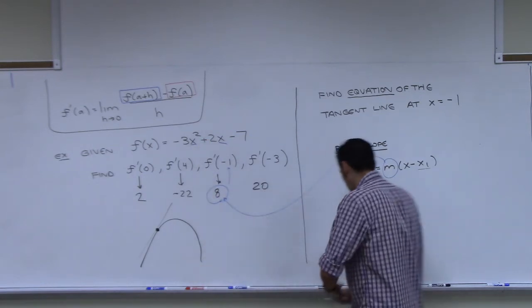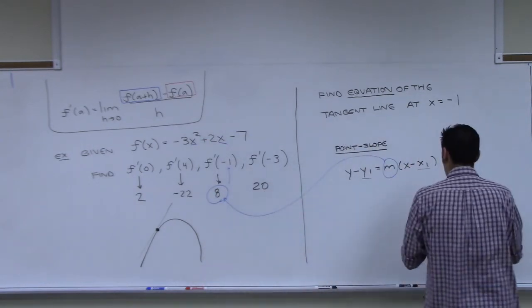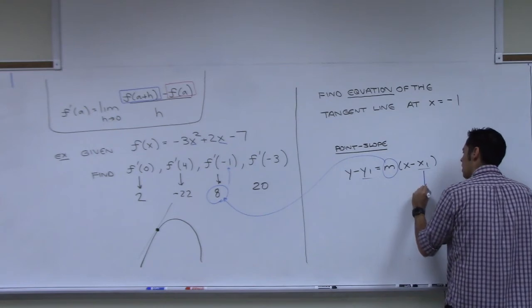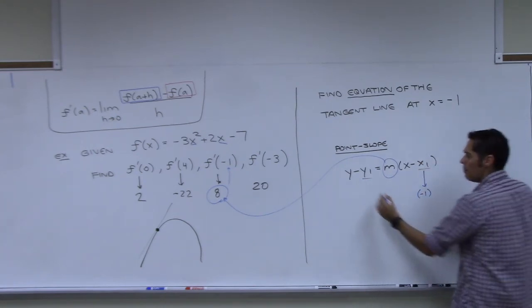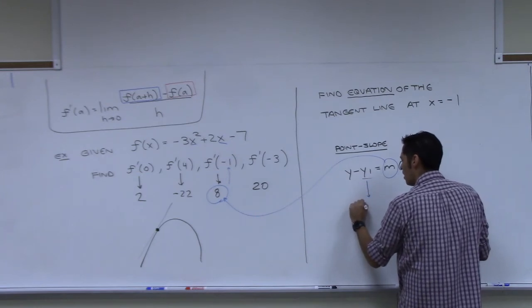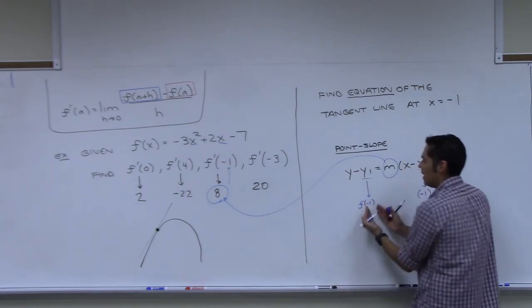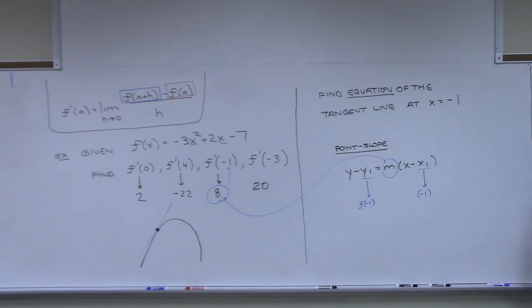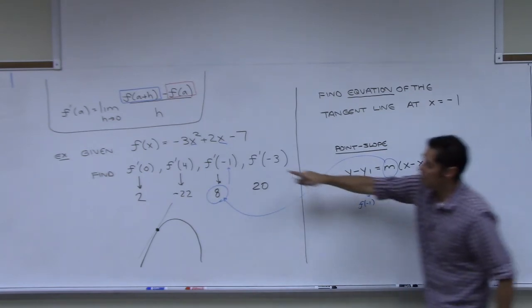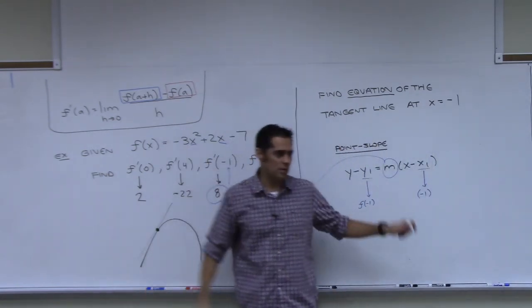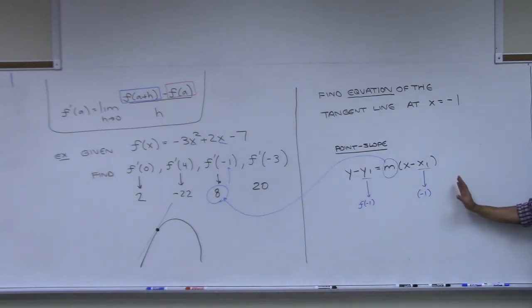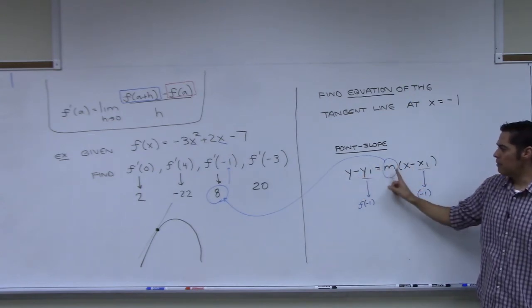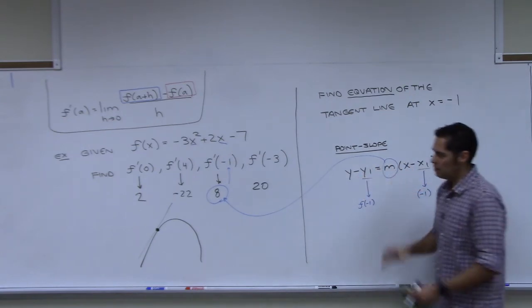So what we're going to do here is for this one, it's just going to be -1. We're just going to put -1 right there. But for this one, we're actually going to have to plug -1 into the function to get that y coordinate. Into the original function, not into the derivative. So let's do that work on the side. Do you all follow what I'm saying here? You need a point on the curve, which we've got, and we need the slope of the tangent line, which is 8.